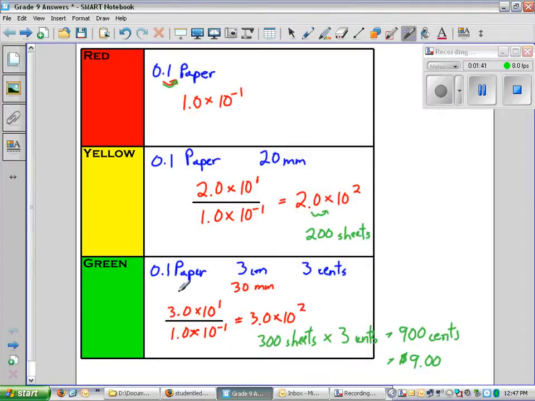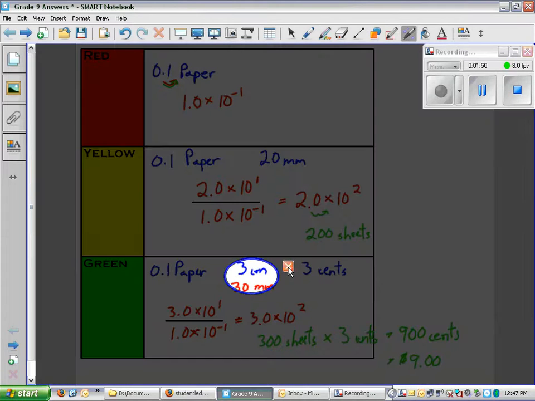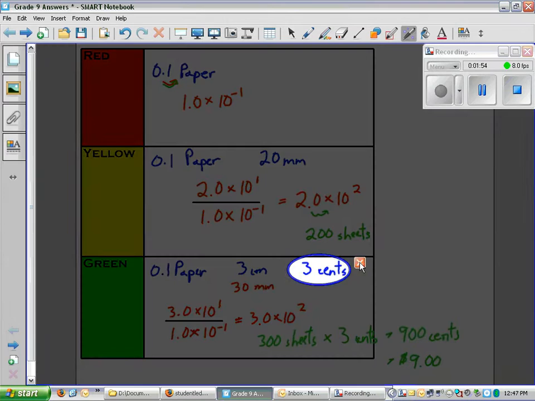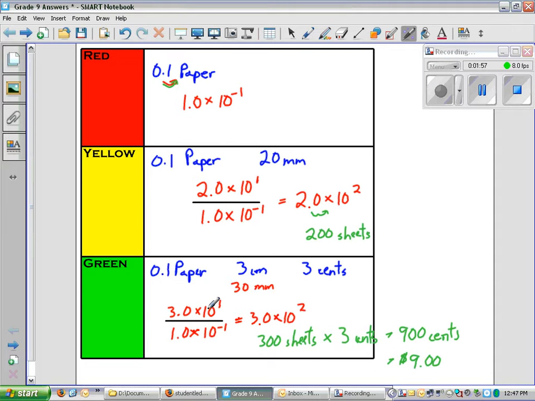Lastly, we look down here at the green answer. Again, we have started with that original information that was back on level red. We then have the 3 centimeters and we had to turn it into 30 millimeters, which is stated right there. And we are then going to multiply it by 3 cents a sheet as well, right there. So we take 30 millimeters, turn it into scientific notation, divide by our original scientific notation, the thickness of a piece of paper, divide those two, again, lead number by lead number, trail number, the bases are the same, so I can get away with subtracting the exponents. I end up with the power 2, which makes it 300 sheets.